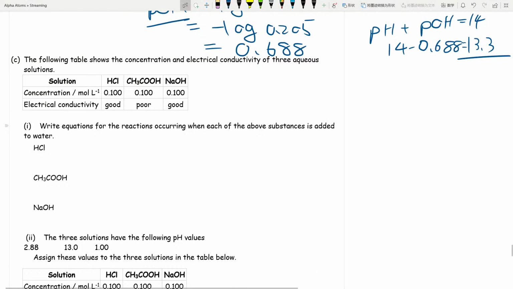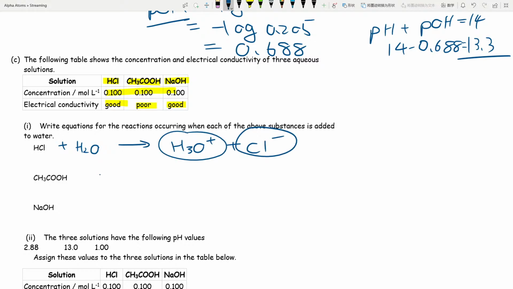All right, the following table shows the concentration and electrical conductivity of 3 aqueous solutions. This is a strong acid, a strong base, and a weak acid. I can tell because the concentrations are all the same, but this is a good conductor, this is a good conductor, and this is a poor conductor. So how do we write the equation? Plus H2O, this is going to completely dissociate and give us a lot of free moving ions. That's why it's a good conductor.